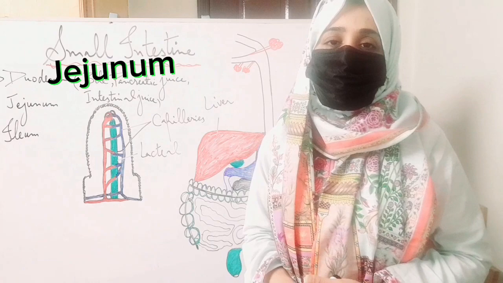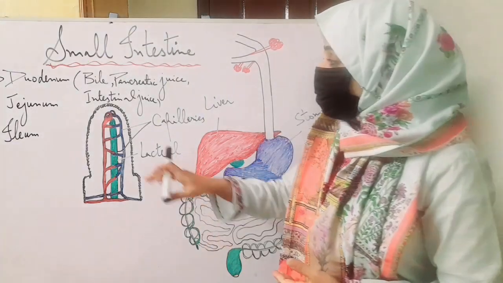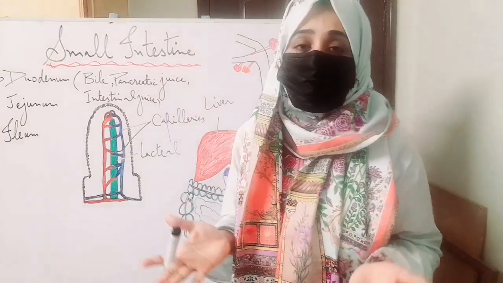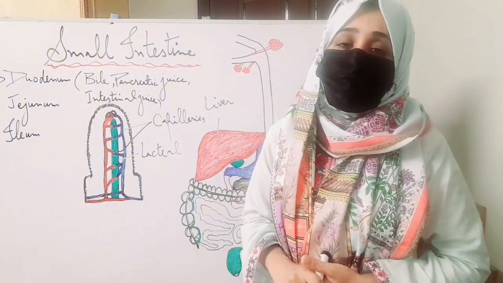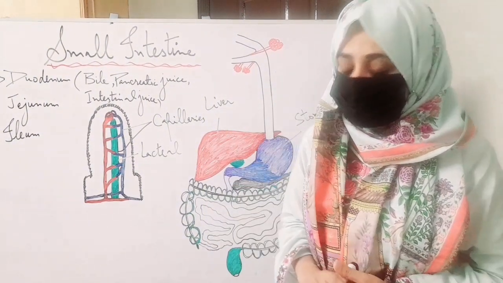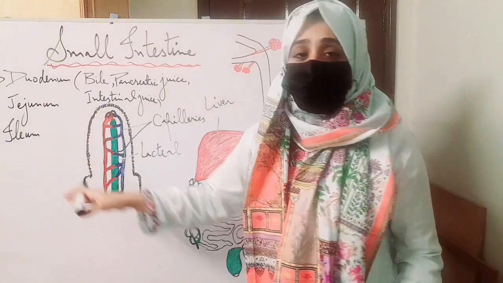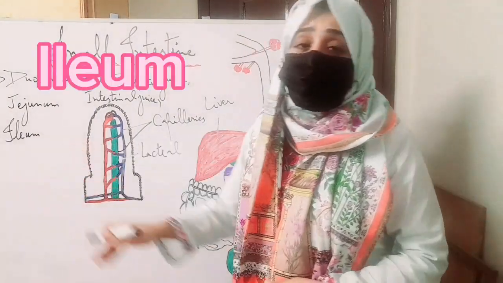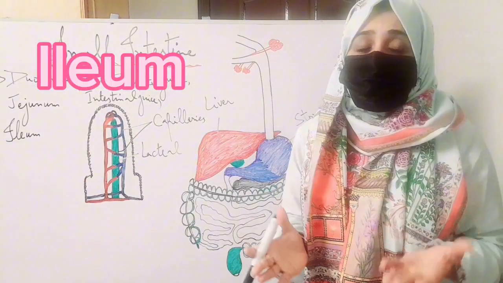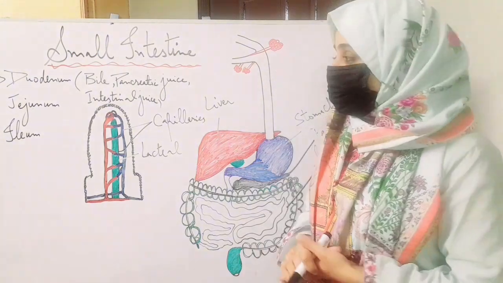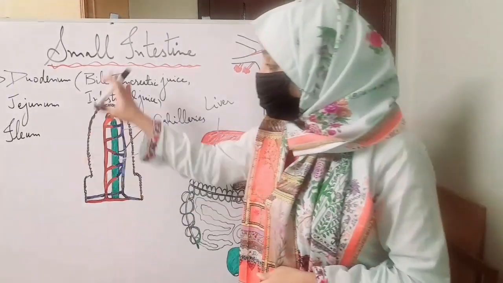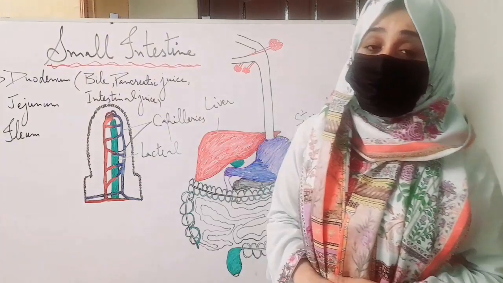Jejunum, its length is about 2.4 meters, and here again the remaining digestion of proteins, carbohydrates, and lipids is carried out. After the jejunum, the next part of the small intestine is the ileum. Ileum is the part of the small intestine where absorption of digested food takes place. Ileum is the largest part of the small intestine. Its length is about 3.5 meters.